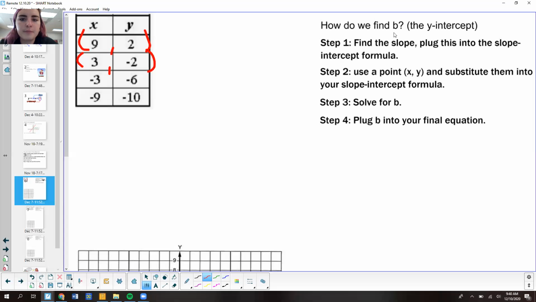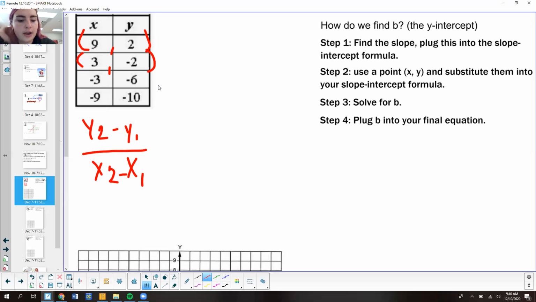So how do we find b? Well, we first have to start with finding the slope. We're actually pretty familiar at this point, hopefully, on how to find the slope between 2 points. So remember, we take the change in our y values divided by the change in our x values. So y2 minus y1 divided by x2 minus x1.